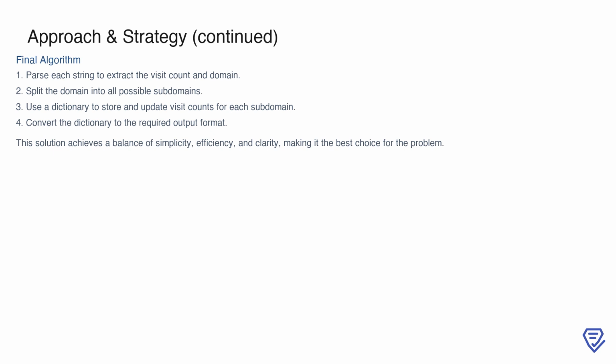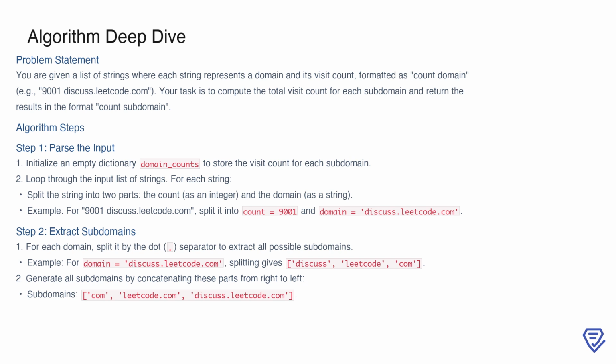By leveraging the dictionary for constant time updates and keeping the logic straightforward, we ensure that the algorithm performs well within the given constraints. In this problem, we are tasked with calculating the total visit count for each subdomain from a list of strings. Each string specifies a visit count followed by a domain name, such as 9001 discuss.leetcode.com. The challenge lies in breaking down each domain into its subdomains and aggregating the counts for all occurrences of each subdomain. To tackle this, we start by parsing the input list.